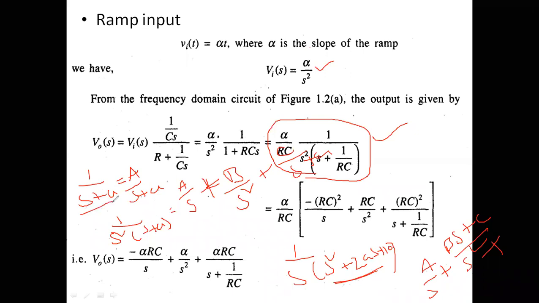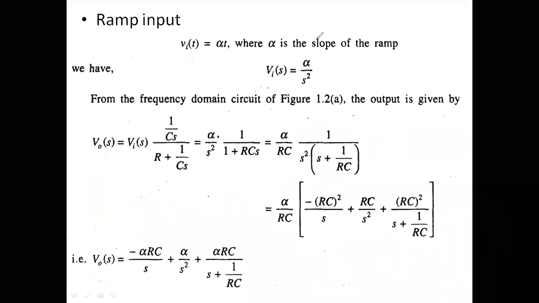For simple poles, s plus a into s plus b, you may have a by s plus a plus b by s plus b. If we have poles at the origin, that means s square, s cube, you may write a by s plus b by s square. If we have s cube, you may write c by s cube. If we have a polynomial expression like this, you may take a polynomial expression in the numerator. Like that you are going to write the partial fractions and derive your output.